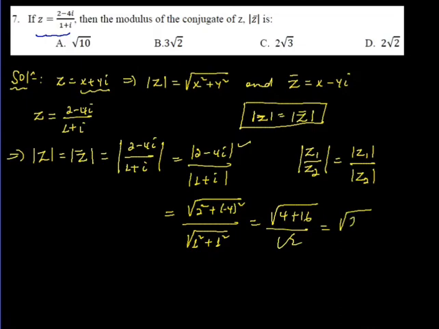So the result is the square root of 20 over the square root of 2. You can take the radical together. So the result is radical 10. So the modulus of the given complex number is radical 10. Therefore, our answer will be A.